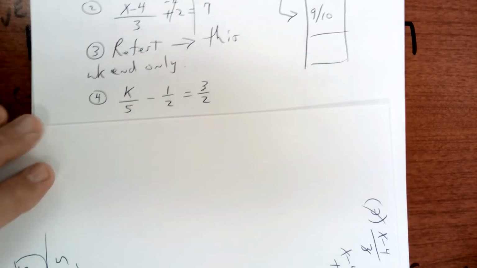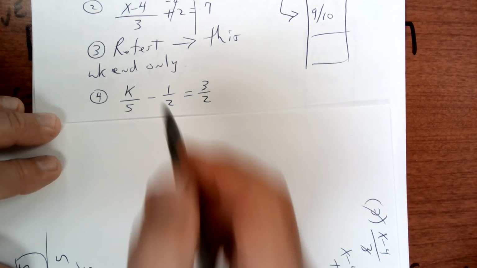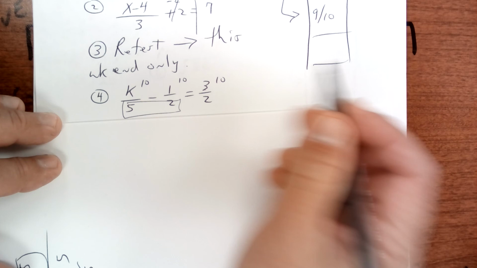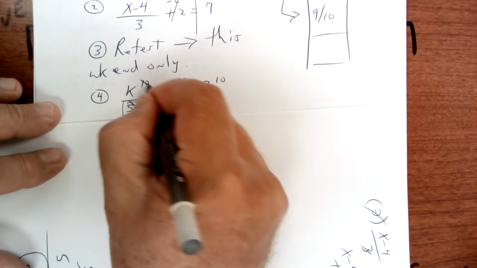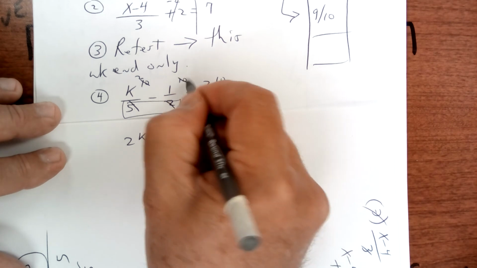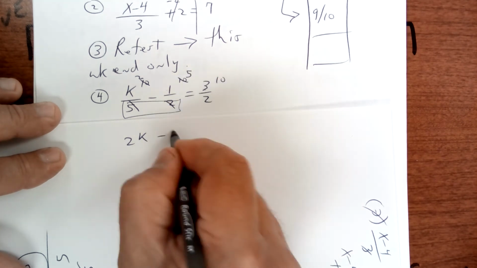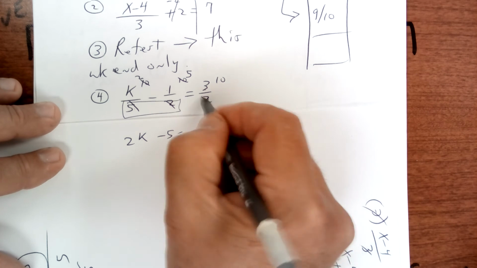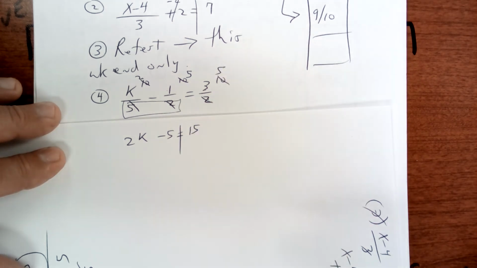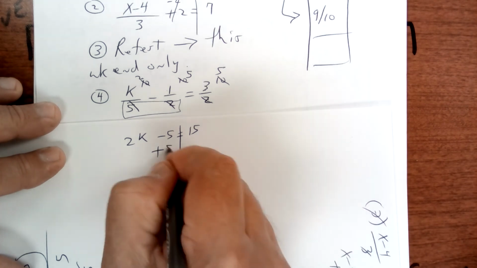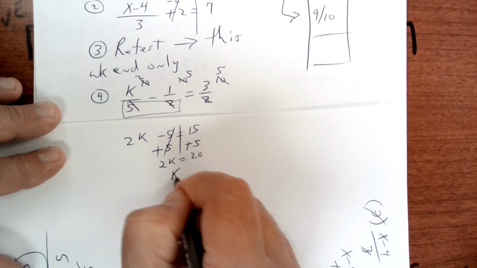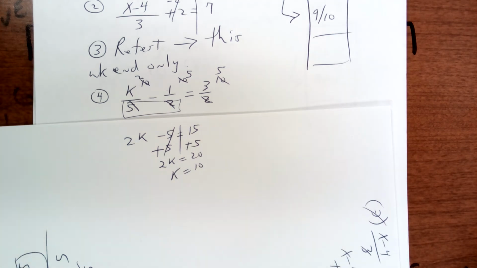This one right here, the least common denominator is 10, so I'm going to multiply everything by 10 to clear my denominator. 5 goes into 10, 2 times k is 2k. 2 goes into 10, 5 times 1 is 5. 2 goes into 10, 5 times 3 is 15, and now I have a two-step equation. So I'm going to add 5 to both sides and get 2k is equal to 20, k is equal to 10 when you divide by 2. There it is. Here's your assignment for today.